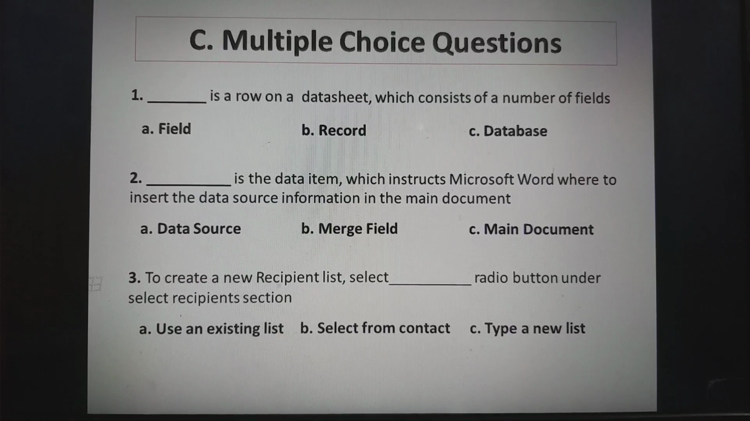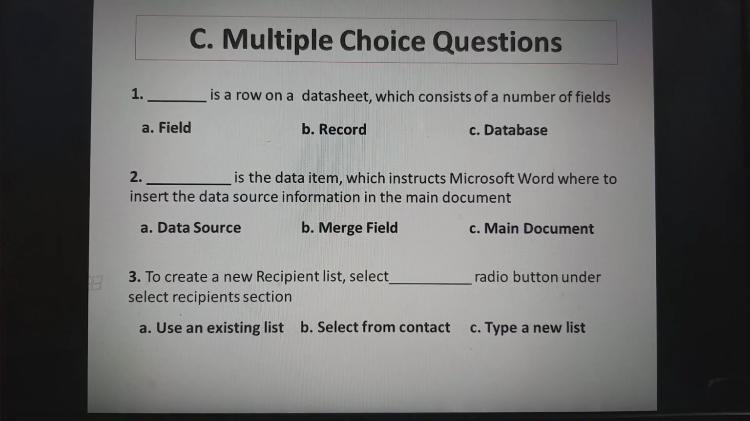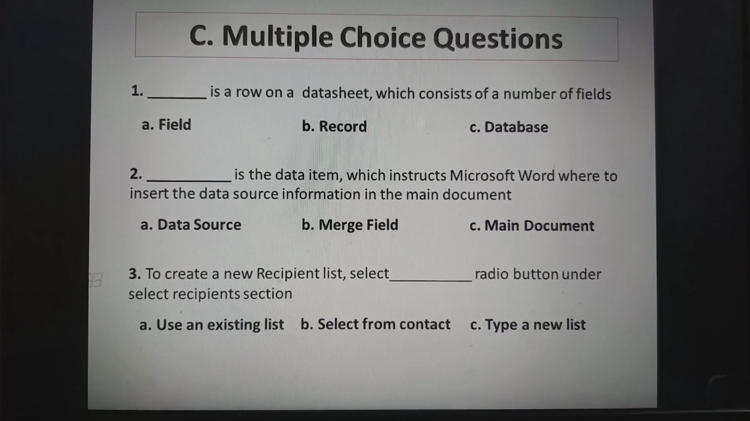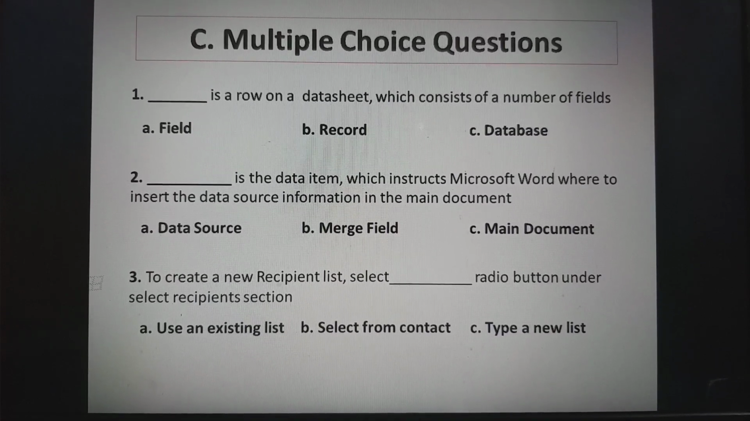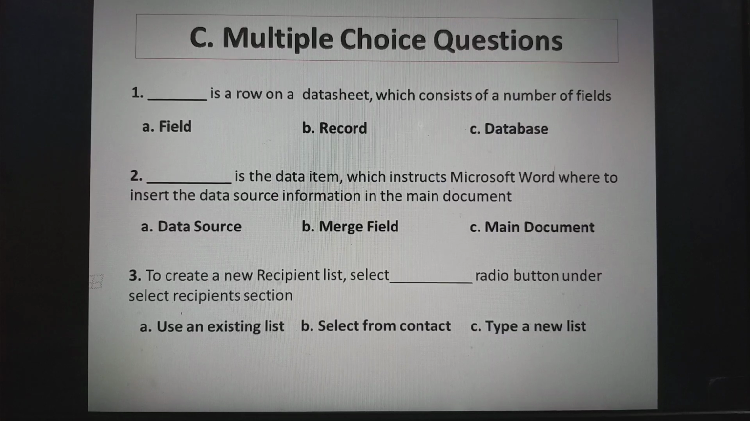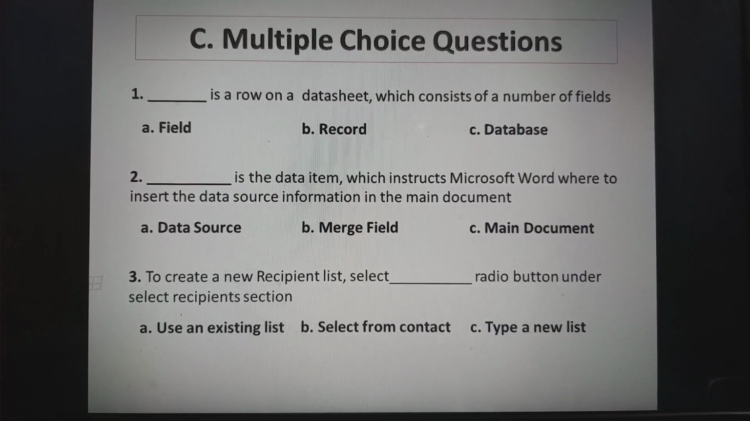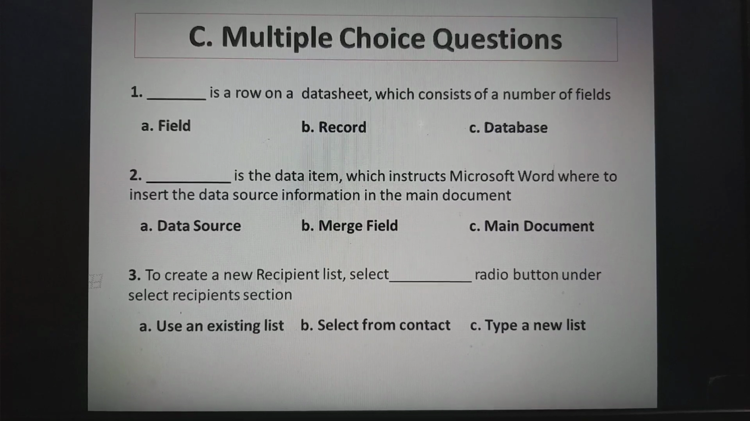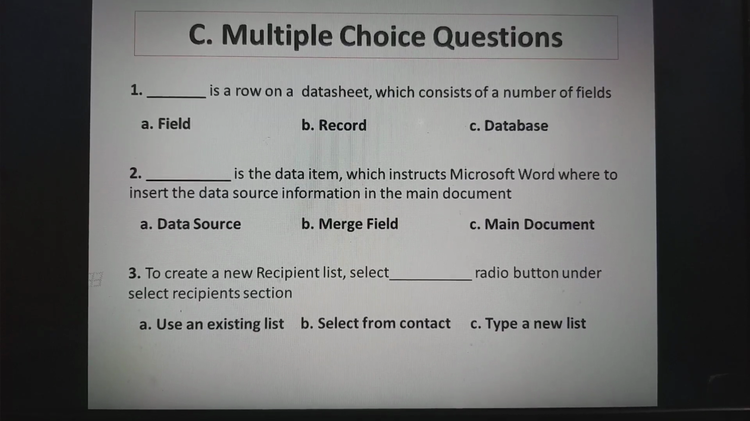Now see number 3. To create a new recipients list, select dash radio button under the Select Recipients section. The options are use an existing list, select from contacts, type a new list. So the correct option will be type a new list, because here a new recipient list is mentioned which is not created earlier.